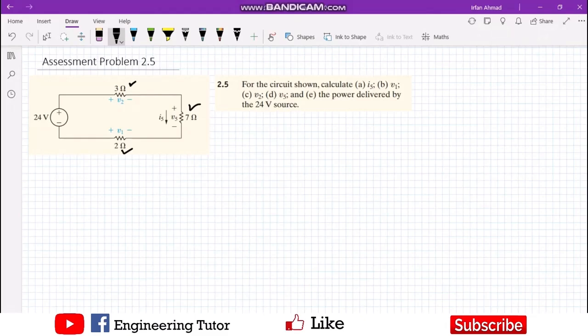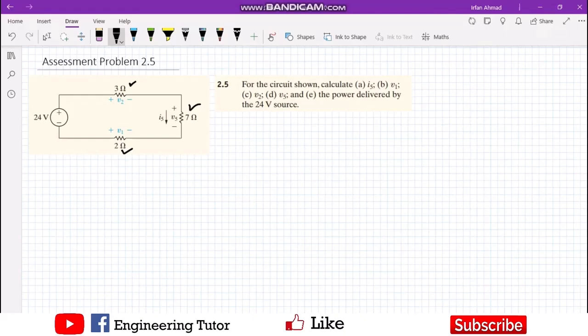And what we have to find out, the statement is: for the circuit shown, calculate A, I5, which is the total current, B, V1, which is the voltage across the 2 ohm resistor, V2, which is the voltage across the 3 ohm resistor, and V5, which is the voltage across this 7 ohm resistor, and the power delivered by the 24 volt supply. This is an active element which has to provide the overall power.